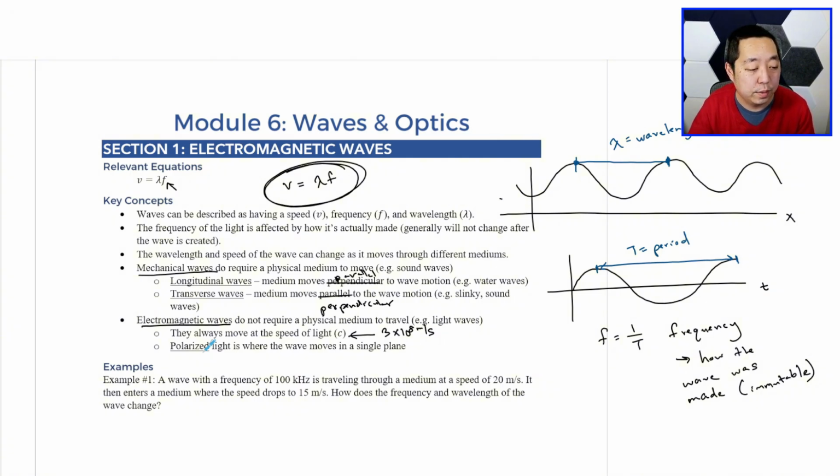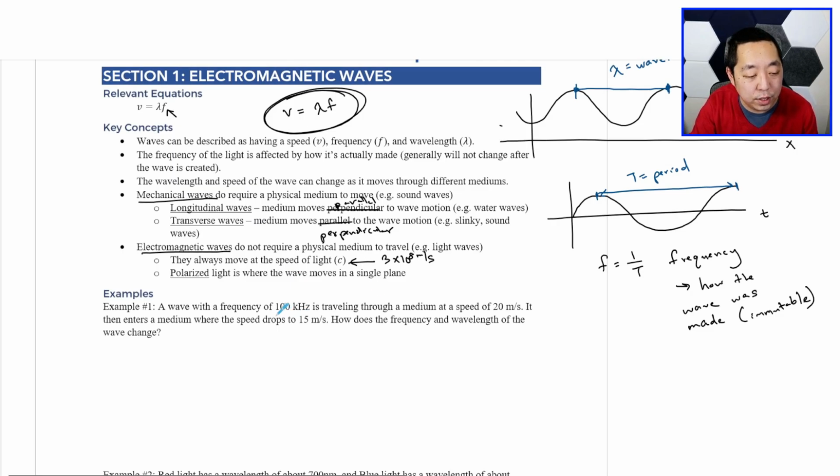So, yeah, let's just take a look at some things you can do with this equation. A wave with a frequency of 100 kilohertz is traveling through a medium at a speed of 20 meters per second. It then enters a medium where the speed drops to 15 meters per second. How does the frequency and the wavelength of the wave change?